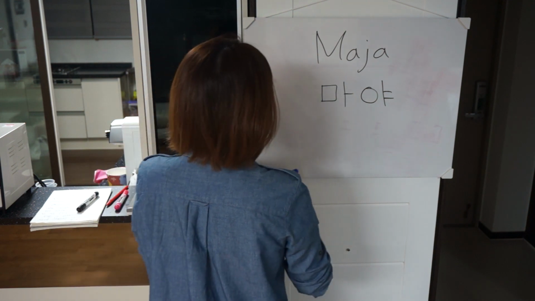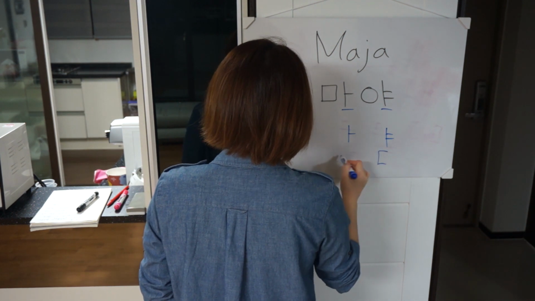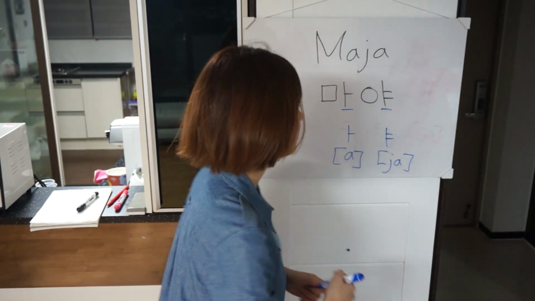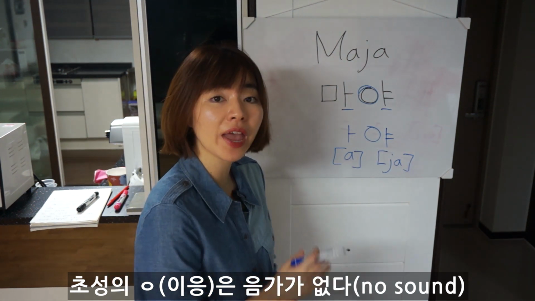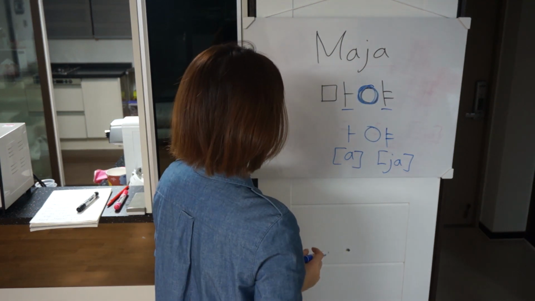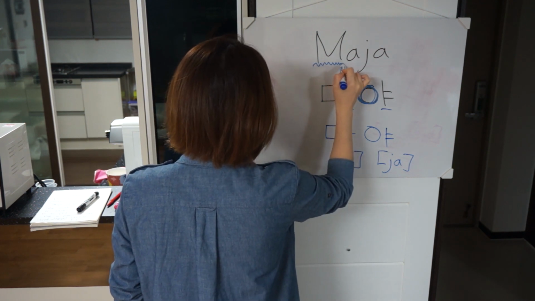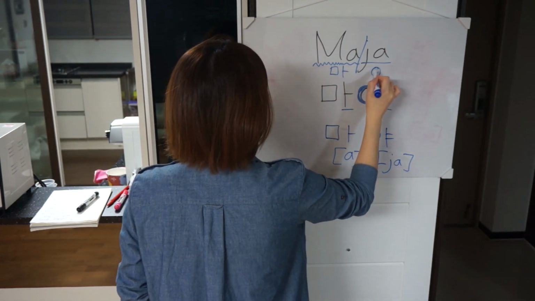First, fruitable vowel. 아, 야. Easy. 아, 야. Here consonant 이응 doesn't have any phonetic value in the initial position. And then consonant 미음 is sound like 마 and 야. 마, 야.